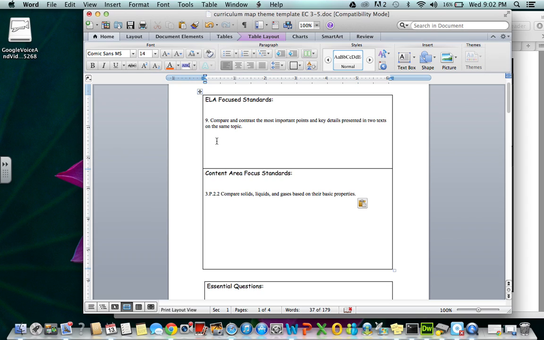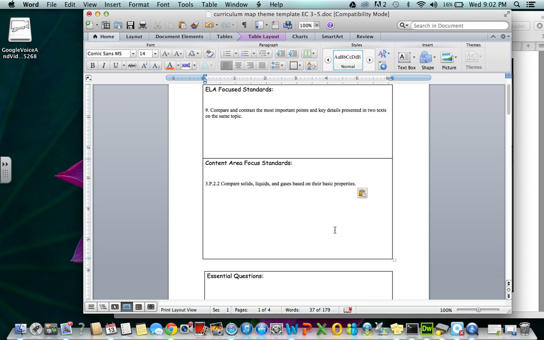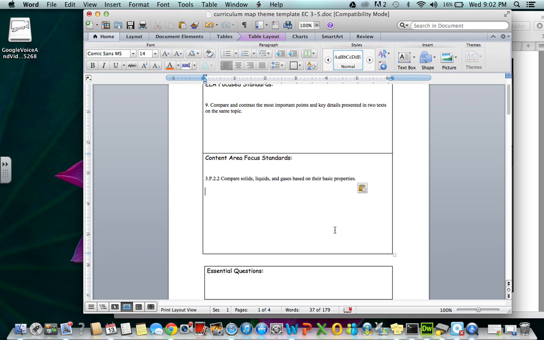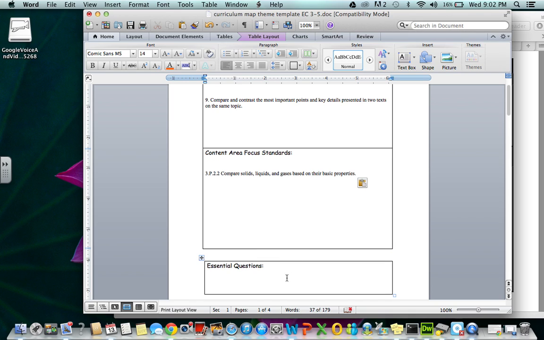And I'm going to read through them again, and I'm going to look for the connection. So we have compare and contrast the most important points and key details presented in two texts on the same topic. And then we have compare solids, liquids, and gases based on their basic properties. So when I think about my essential questions, I might come up with my own essential questions, or I might use them from the unpacked version.